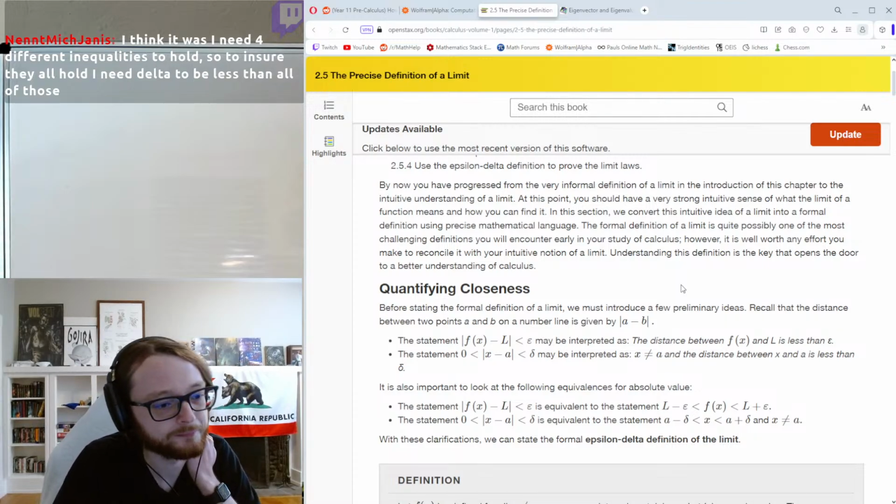Okay. You need four different inequalities to hold, so to ensure they all hold, you need delta to be less than... Oh! Interesting.